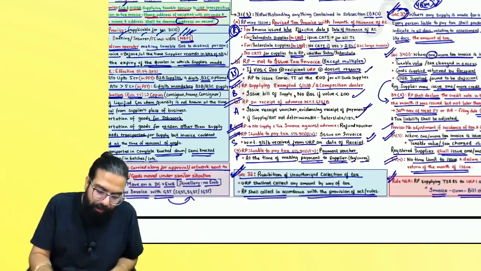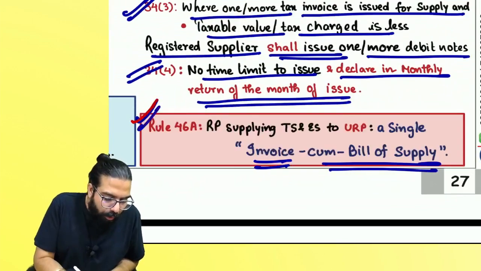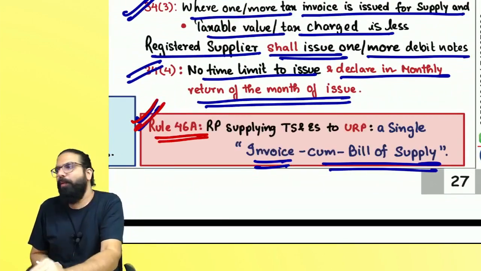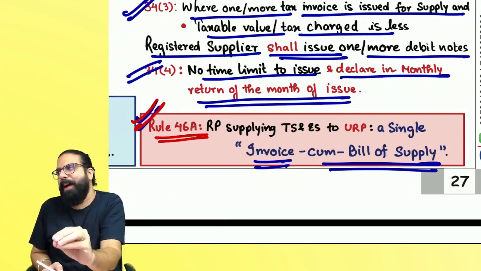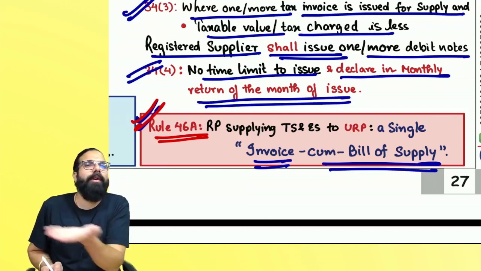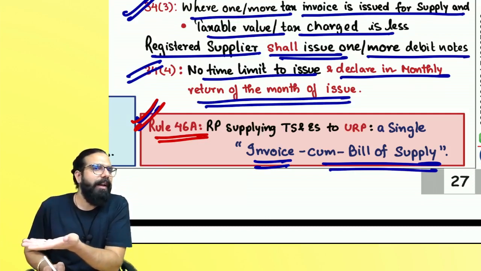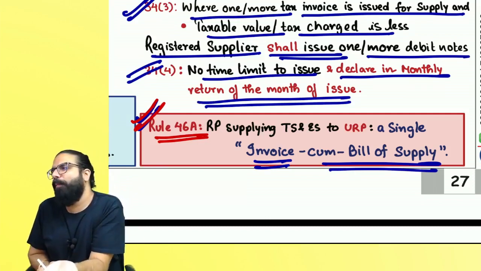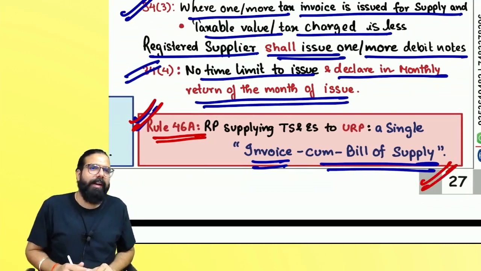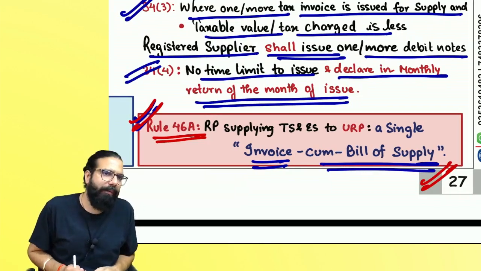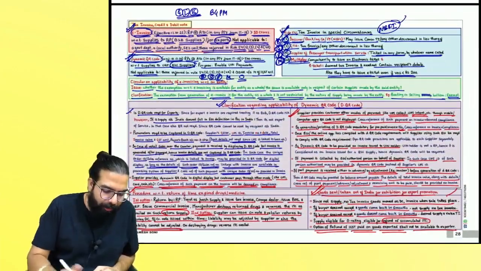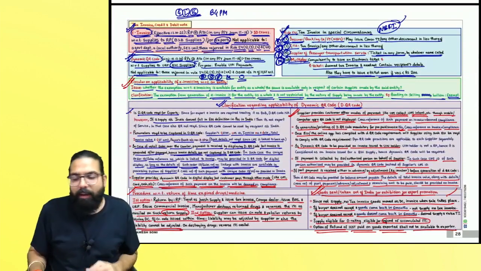One more amendment is rule number 46A. They have now told what particulars you will state when you make an invoice cum bill of supply. As per rule number 46 and rule number 49, whatever particulars are stated, the same particulars can be stated in an invoice cum bill of supply also. Total bakwas amendment.